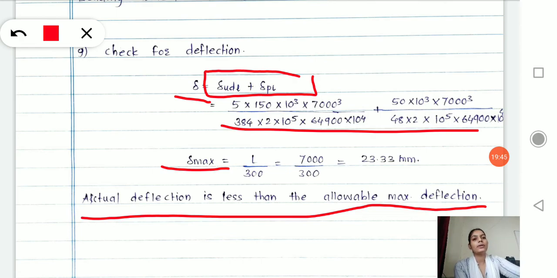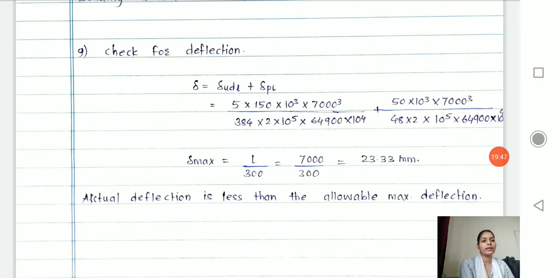This is how we solve an answer for a simply supported beam, and it is laterally supported. In the next videos, we will discuss the second type of beams, which is laterally unsupported beams. We will try to solve those problems in the coming two videos, and then we will end our fourth unit and move towards the fifth unit. Thank you so much.